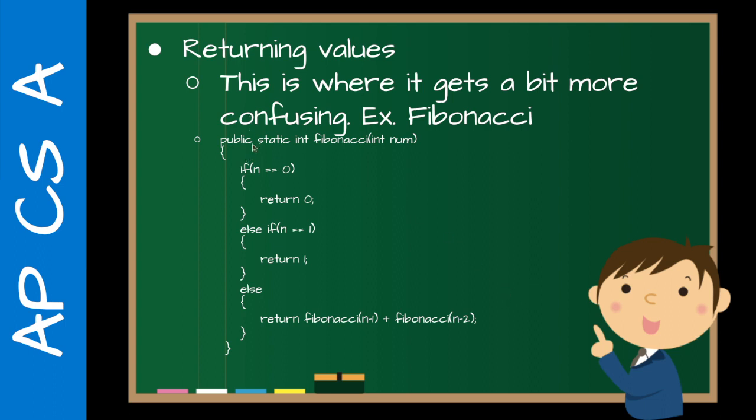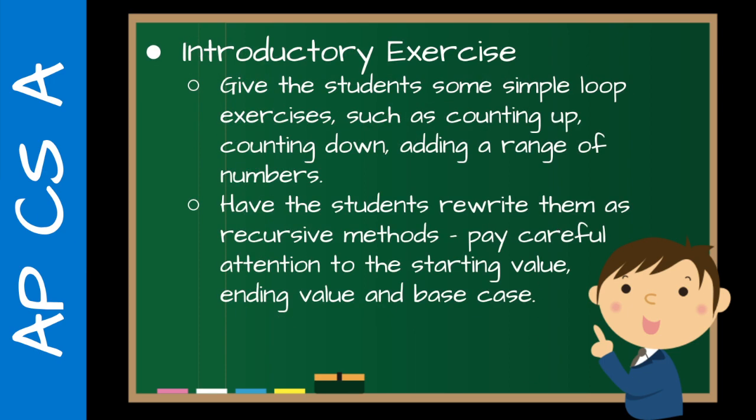So again, this is a really good one to explain the concept. It shows you the sum of the Fibonacci numbers up to a certain value. Again, just kind of walk through that. Again, the book has some more details about this. So again, as I mentioned, the introductory exercise, I would just get them started with some simple loops, and it's a good review. Counting up, counting down, adding a range of numbers, you can kind of play around with that. And then once you've explained what recursion is, you can have the students rewrite those loops as recursive methods. Just paying careful attention to the starting value, ending value, and the base case. Again, adding the range of numbers might be a little difficult, so you might want to do this one first. And then after explaining the base case, and after you explain Fibonacci, you can try adding a range of numbers. Your mileage may vary.